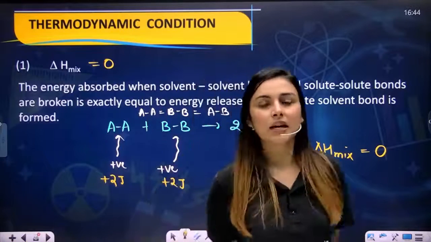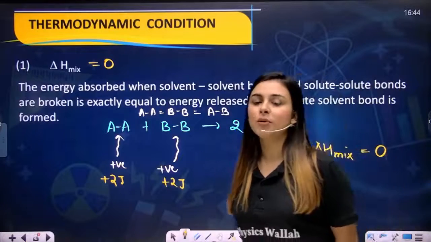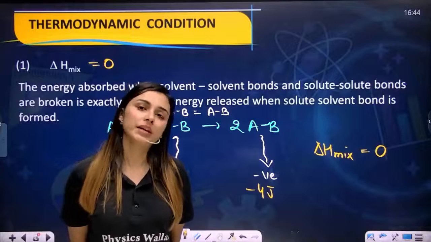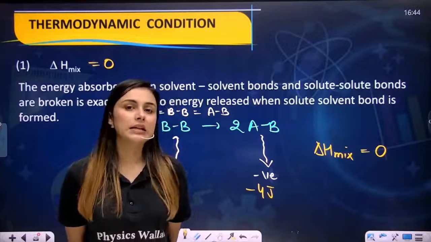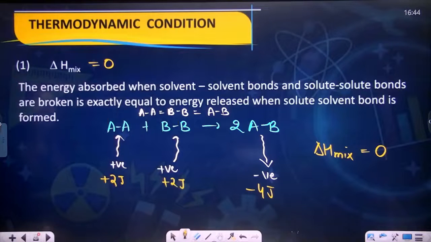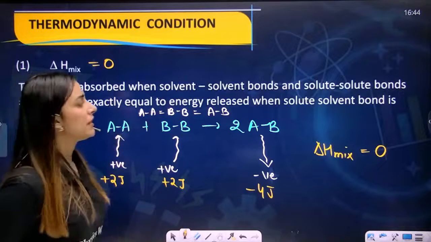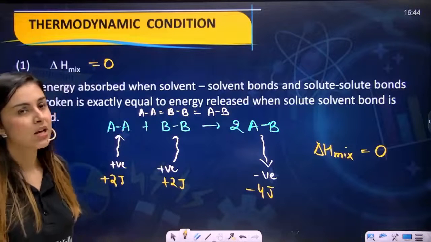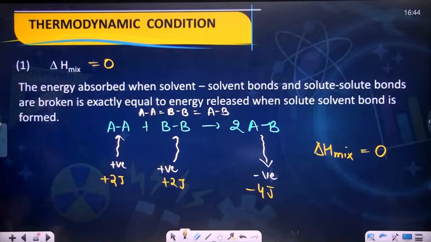Since the interactions are equal, energy is absorbed for breaking the interactions and equal energy is released when a new interaction is formed. And that is the reason delta H mixing is equal to 0. So you can see the energy absorbed when solvent-solvent bonds and solute-solute bonds are broken is exactly equal to the energy released when solute-solvent bonds are formed, right? Yes. So you can write this and then we'll move forward.